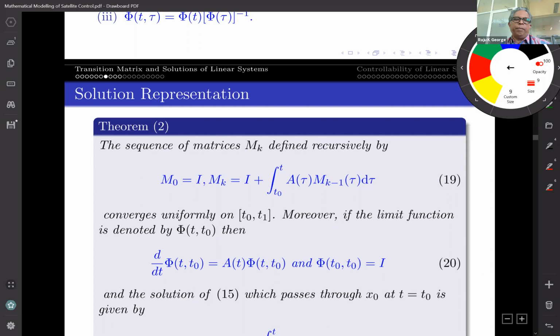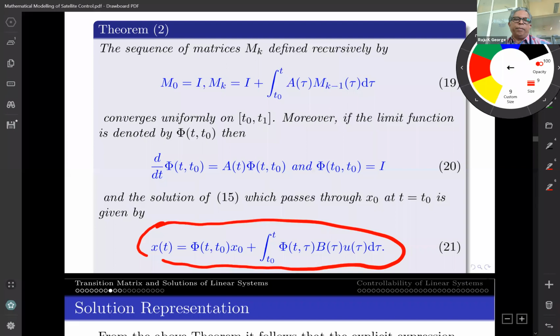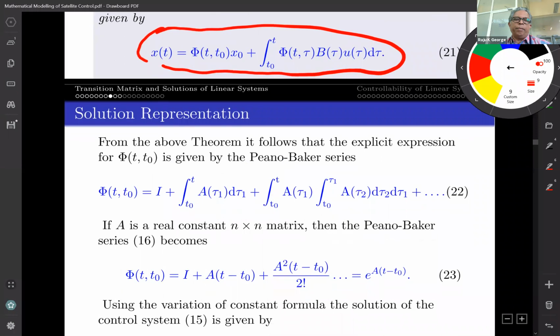And therefore, the solution of 15, which passes through x0 at t is equal to T0, is given by the solution of the non-homogeneous equation. Once you have the transition matrix, by the variation of parameters method you can show that the solution of the non-homogeneous equation is written in terms of the transition matrix which we just defined. The transition matrix can be computed by this iterative, recursive scheme. X t is equal to phi t T0 x0 plus the integral from T0 to T of phi t tau B tau u tau d tau. Again, this is the representation of the solution.